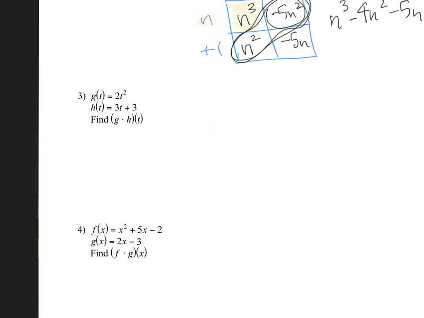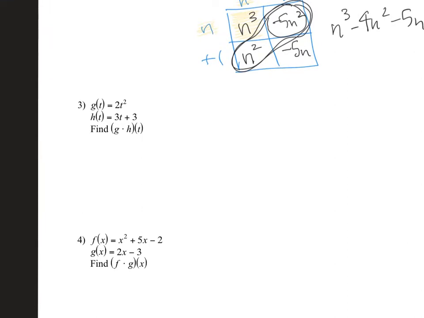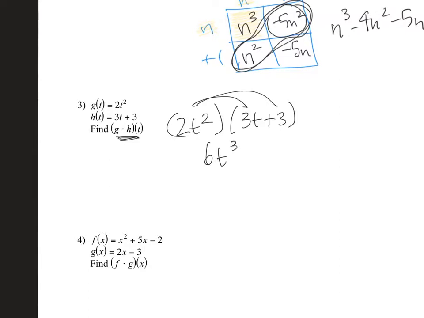Okay, now I want you to see on number 3 that sometimes you'll get a really nice, easy problem when you multiply functions together. 2t squared is my g function. 3t plus 3 is my h function. So this is just plain distributing. 6t cubed plus 6t squared.